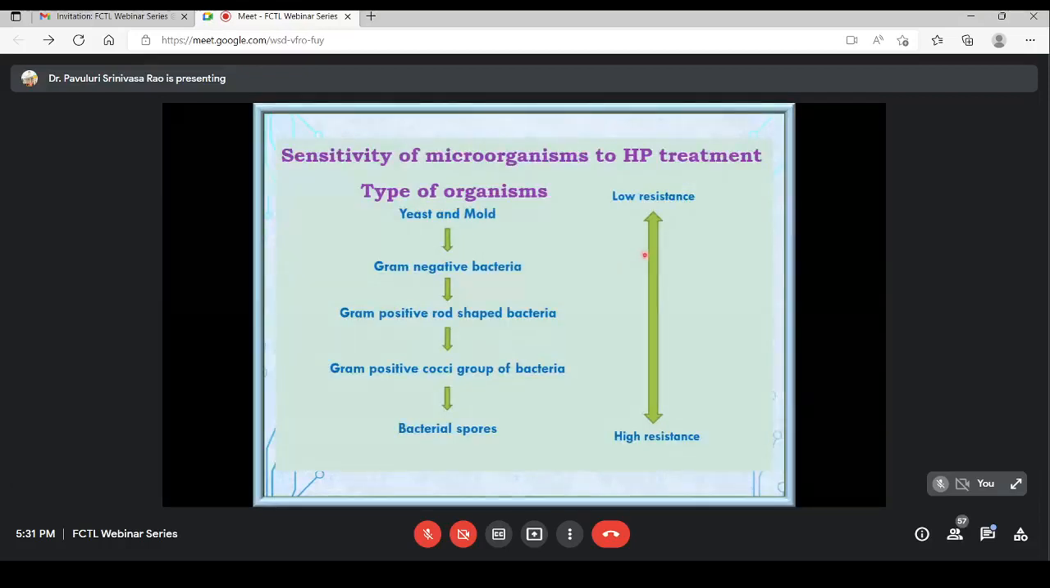Looking at this, the sensitivity can be classified like this. Yeast and mold are most sensitive, whereas bacterial spores are most resistant. In between, gram-negative bacteria are the next step after yeast and mold, followed by gram-positive. Again, the gram-positive being highly resistant, but rod-shaped are less resistant compared to cocci-shaped. So this is the order of sensitivity. However, there are extreme cases where, if you have some kind of compositional influences, the order might change. For example, in a sugar-rich product, generally yeast and mold show a higher resistance even compared to gram-negative bacteria. So such are extreme cases.